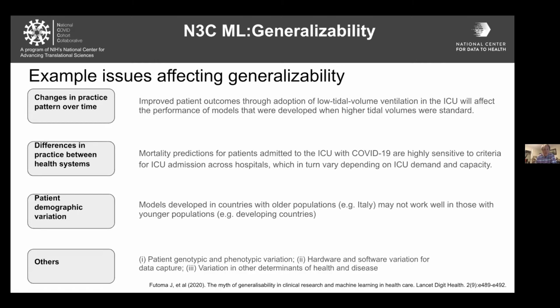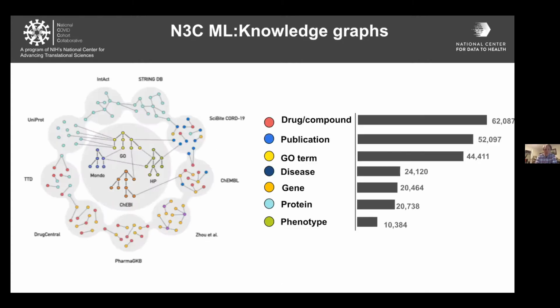A lot of demographic variation is also obvious, and a lot of models that get published in countries with older populations might not work well in developing countries with typically younger populations. One thing that I think we've had to deal with a lot in our platform is software variation for data capture, and the valiant efforts that many in our team have made to harmonize data from the various centers. So that's an interesting paper if you haven't seen it.